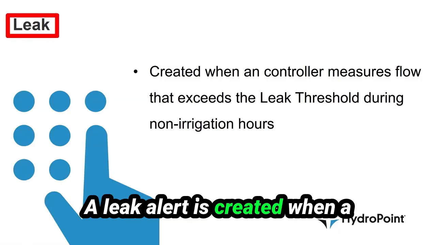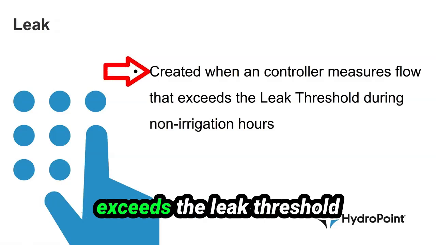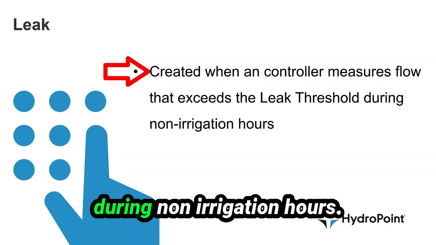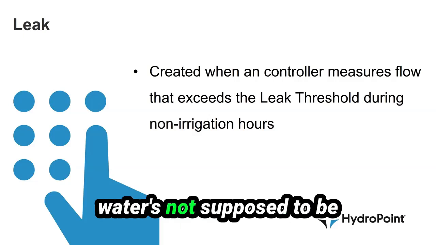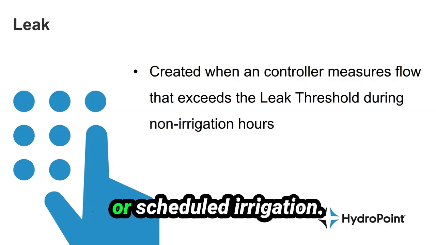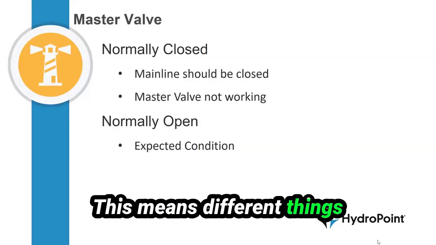A leak alert is created when a controller measures flow that exceeds the leak threshold during non-irrigation hours. So the controller starts measuring flow when water's not supposed to be running with either manual or scheduled irrigation. This means different things for different systems.